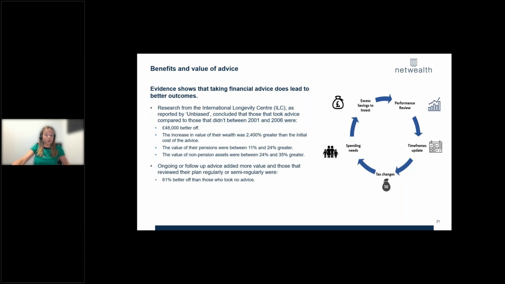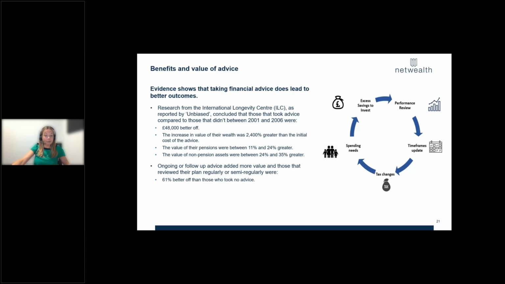The International Longevity Centre, so the ILC, in their analysis, concluded that between 2001 and 2006, those who took financial advice were actually £48,000 better off than those that didn't. The increase in value of their wealth was actually around 2,400% greater than the initial cost of that advice piece. And the value of their pension assets were between 11% and 24% greater, and their non-pension assets also increased between 24 and 45%.